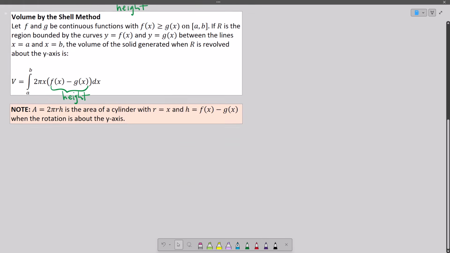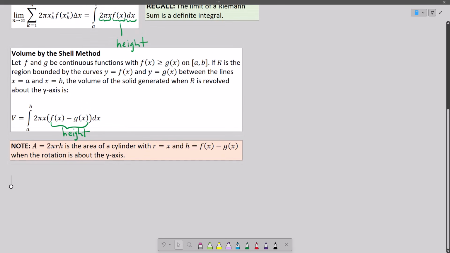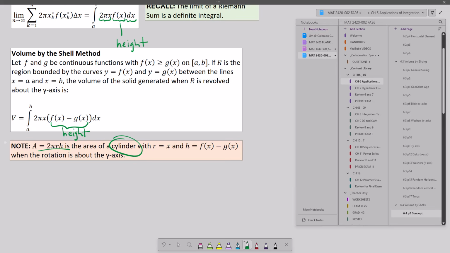Height of the cylinder. All right, so when we think about our generic shape here, our generic shape is a cylinder, and the area of a generic cylinder is 2 pi r h. 2 pi r is circumference, h is the height, so 2 pi r h is the area of the cylinder. All right, let's try it. Let's go to town.